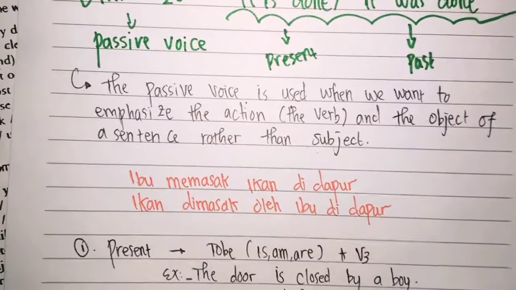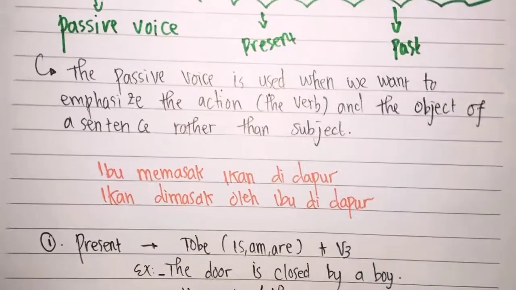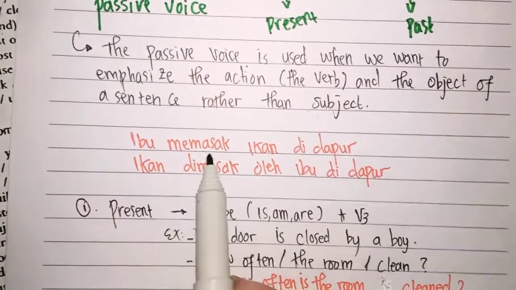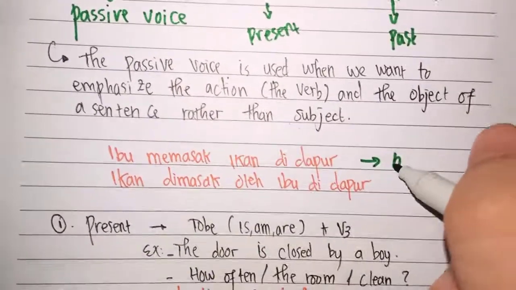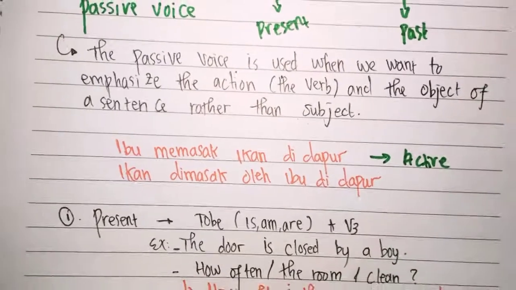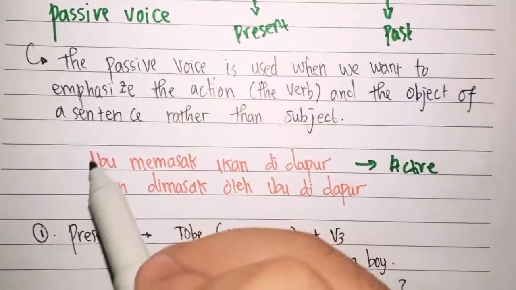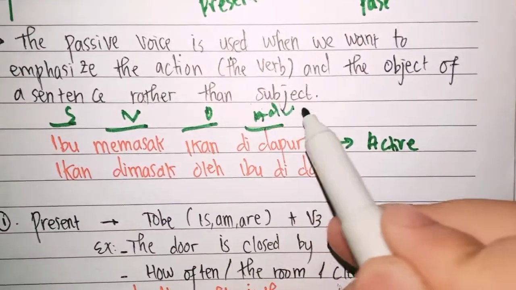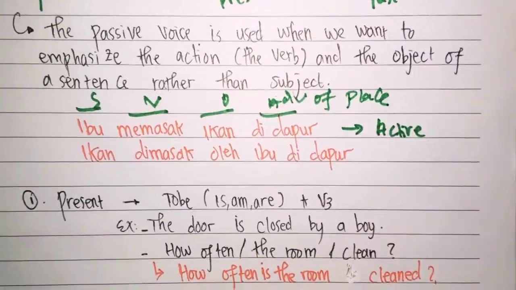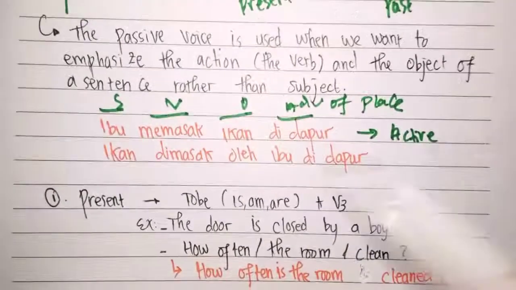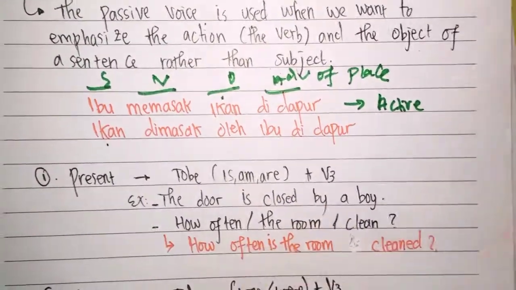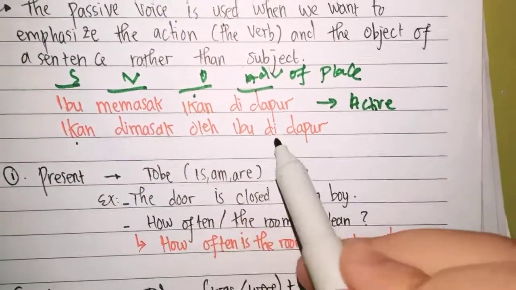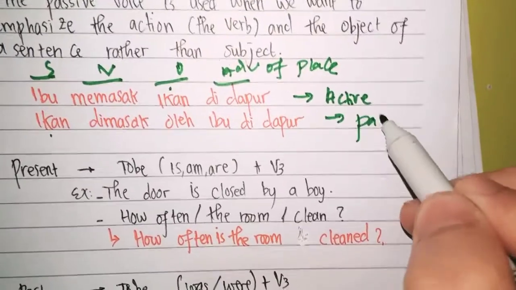Example, I make this example in bahasa Indonesia because I want you guys to know the basic of it. Ibu memasak ikan di dapur. Nah, ini adalah kalimat aktif. This is an active. Ibu memasak ikan di dapur. Ada subjek, ada verb, ada objek, ada adverb of place. Nah, tapi kalau kita mau mengubahnya ke dalam bentuk pasif, ikan, objeknya dipindahkan, move to the front. Ikan dimasak oleh ibu di dapur. Nah, this is called as passive.